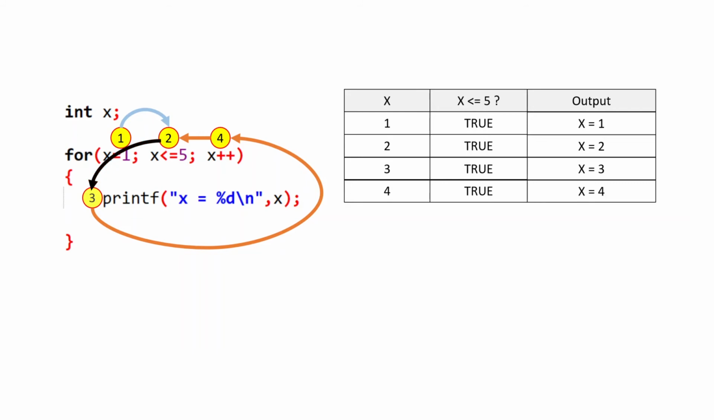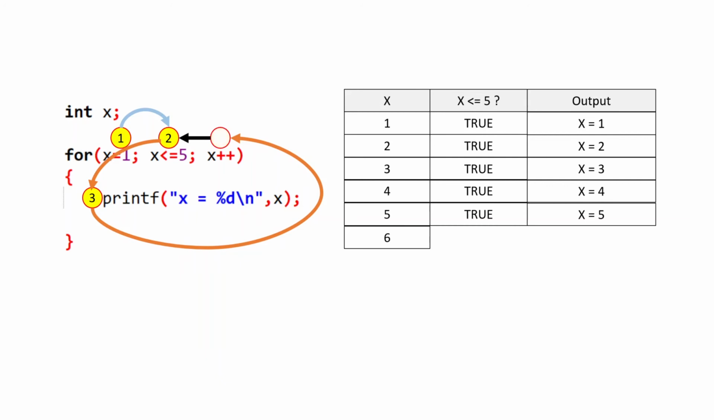After printing out the value of x, the flow goes back to the update expression. And 4 now is added by 1. And the value is 5. So let's check, is 5 less than or equal to 5? Yes, it's still true. So we can still go to the body of our for loop and print out the value of x. After printing out the value of x, the loop goes back to the update expression. And then it adds 1 to the value of x, that is 5.